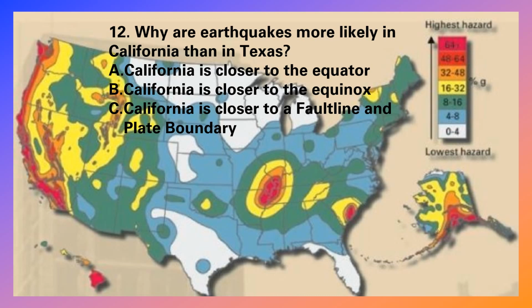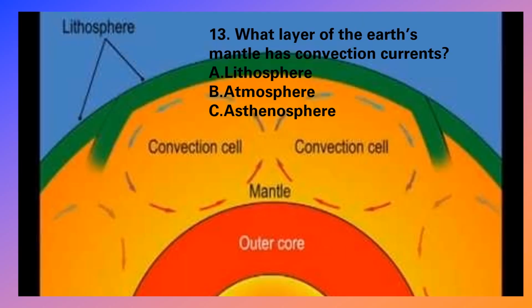Number 13. What layer of the Earth's mantle has convection currents? A. Lithosphere. B. Atmosphere. Or C. Asthenosphere.